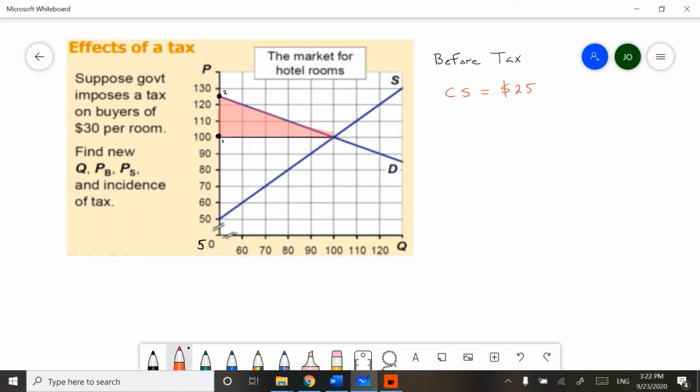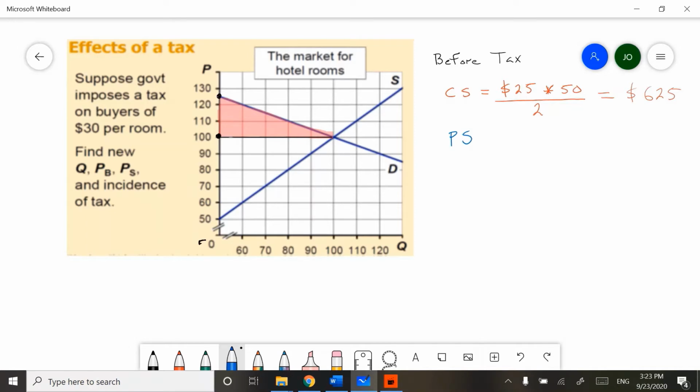For the base, we need to look closely at this graph. It is a truncated graph that starts at 50 and has a market equilibrium quantity of 100. That means that we're only analyzing these 50 units. Since this is a triangle, we need to divide by 2. This will give us $625 of consumer surplus.